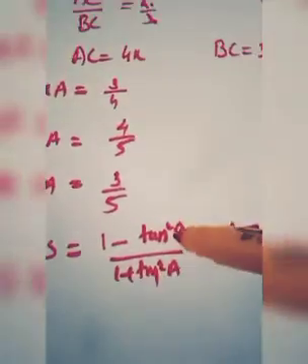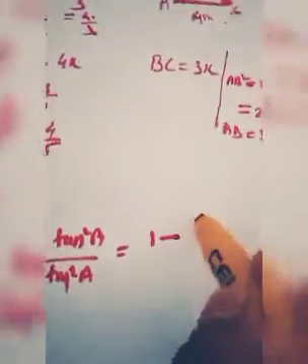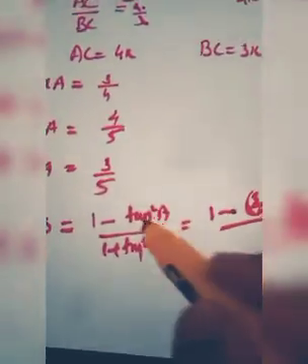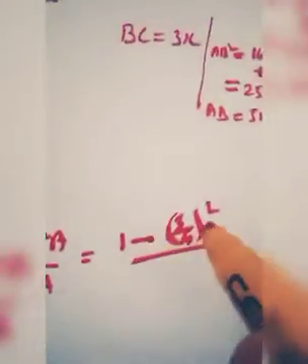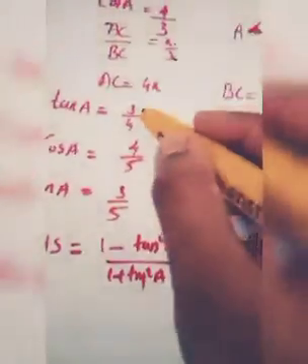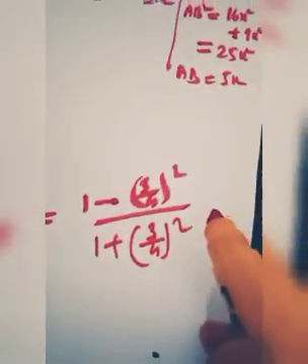What is tan A? 3 by 4. So 1 minus tan square A becomes 1 minus (3 by 4) square. Are you following me? So substitute tan A as 3 by 4 because we calculated it. Then 1 plus again tan A, the value 3 by 4, square. Clear?